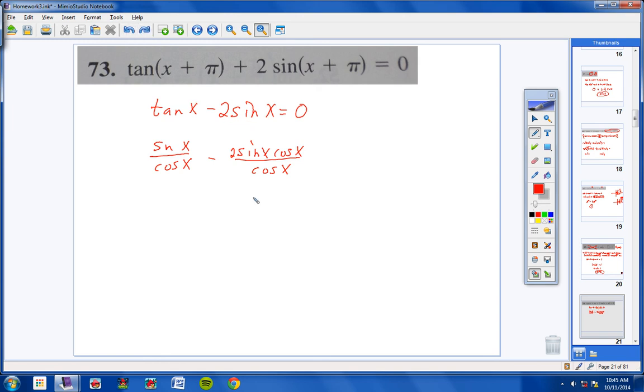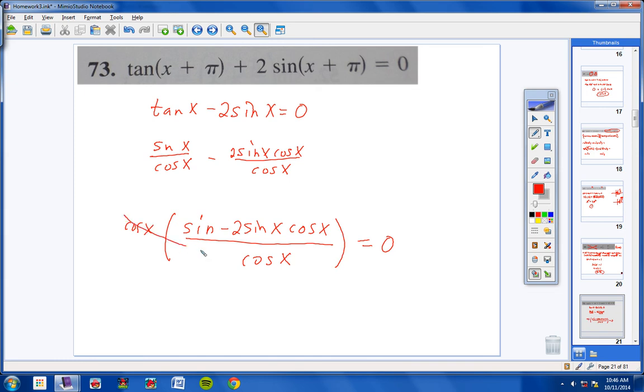See if it works. Okay, now what I have is sine minus 2 sine x cosine x all over cosine x. Now, that's pretty helpful. Look what I can do now. I can multiply both sides by cosine to get rid of my fraction. And 0 times anything is just 0, so I'm left with 0 equals sine minus 2 sine x cosine x.